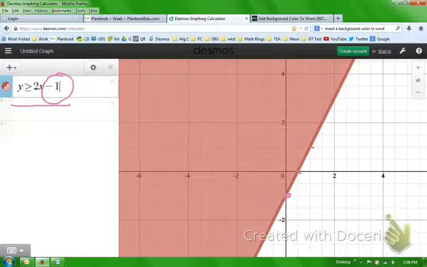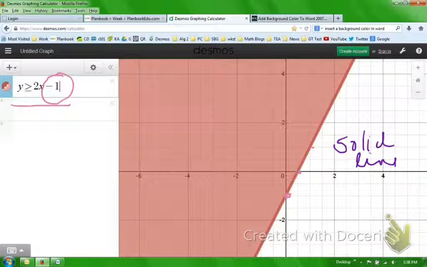Now, I'm saying y is greater than or equal to. So what I have used here is a solid line. No dashed line because it includes that value. So this is a solid line. Y is greater than implies we shade above.